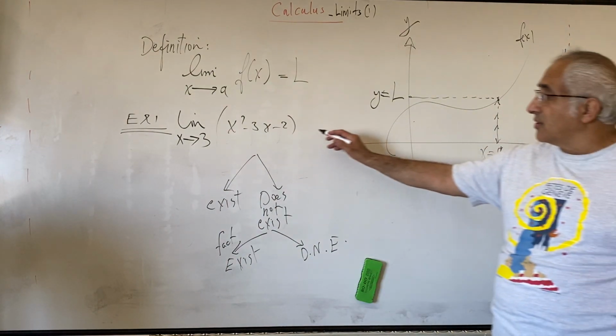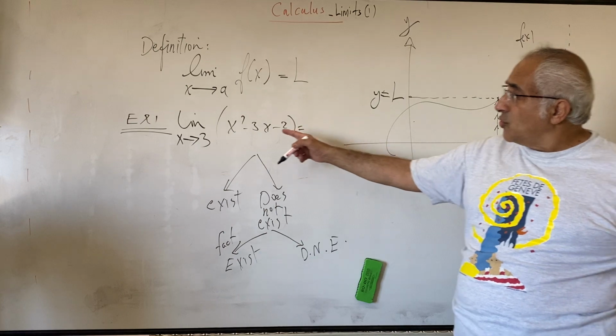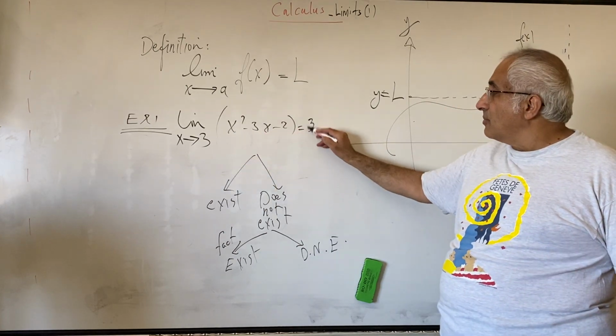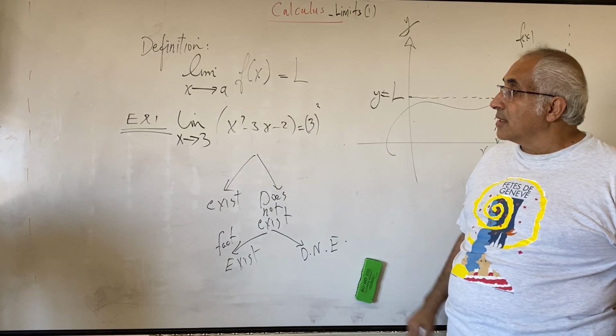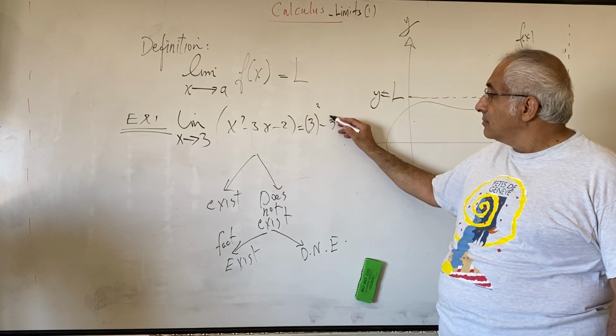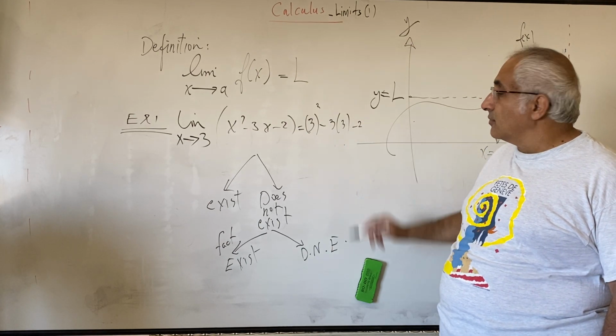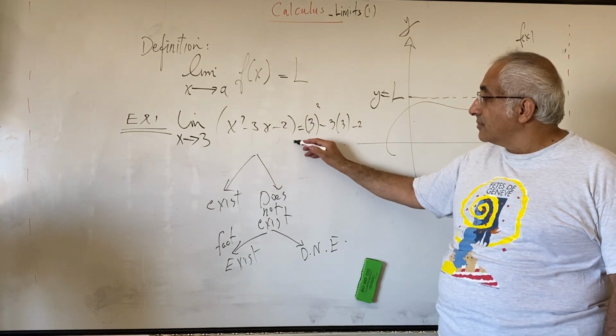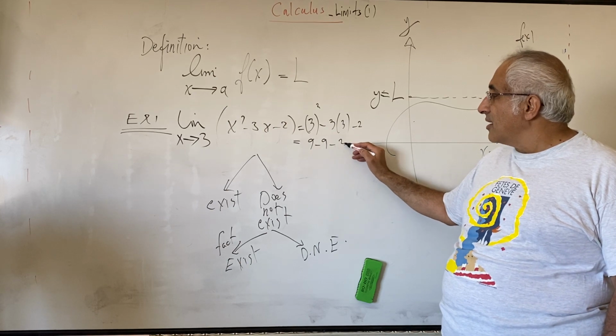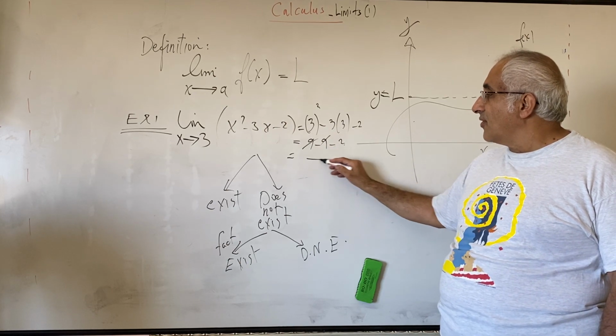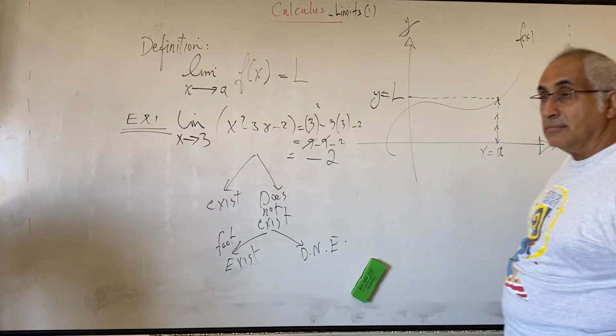So let me substitute here. x squared, when you substitute 3, is going to be 3 squared, minus 3 times 3, and negative 2. And guess what's the answer? 9 minus 9 minus 2, they cancel, and the answer is negative 2.